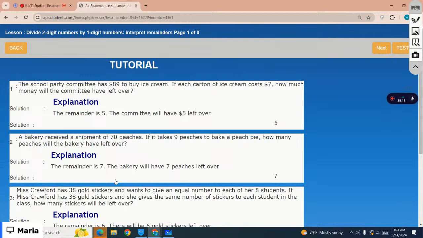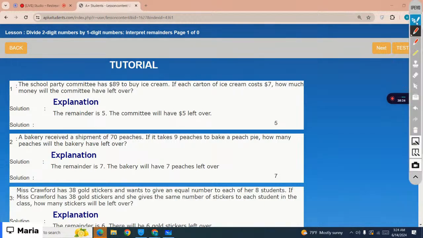Okay, let's start with the first example. The school committee has $89 to buy ice cream. If each carton of ice cream costs $7, how much money will the committee have left over? You need to divide 89 by 7. You have to find a remainder actually, right? Let's divide. 7 times 1 is 7. 8 minus 7 is 1. Now you need to bring the other digit down.